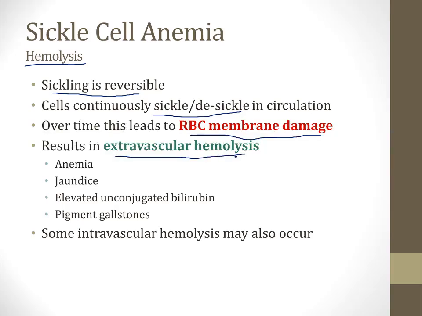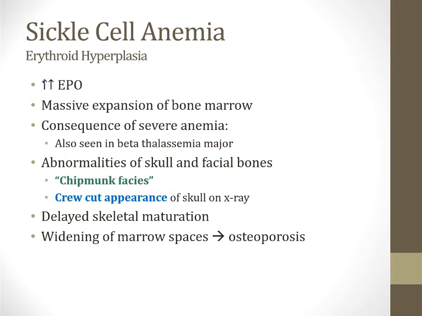So patients with sickle cell anemia can develop anemia and jaundice and elevated bilirubin and pigment gallstones and all the classic features of chronic hemolytic anemia. There is also some intravascular hemolysis that can occur. Sometimes when the cells sickle and desickle, they simply rupture in the vasculature, and this leads to some level of intravascular hemolysis as well. Another consequence of sickle cell anemia is erythroid hyperplasia.